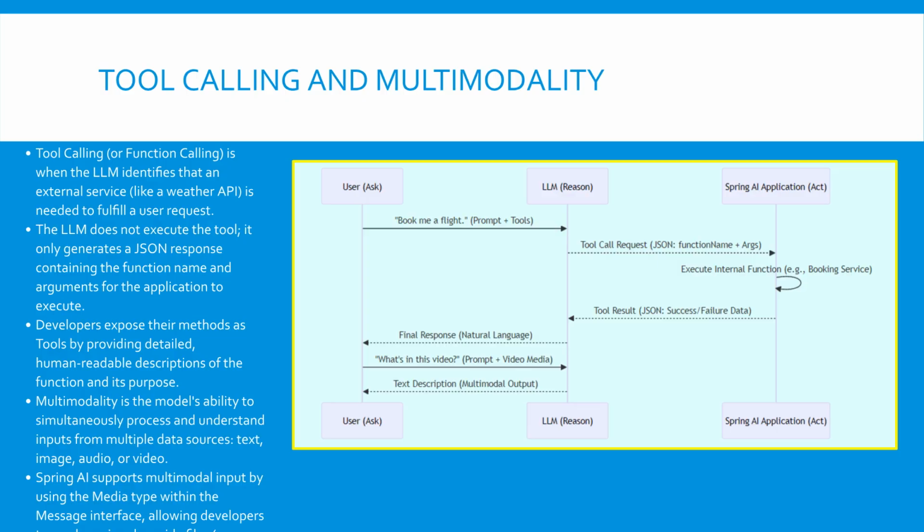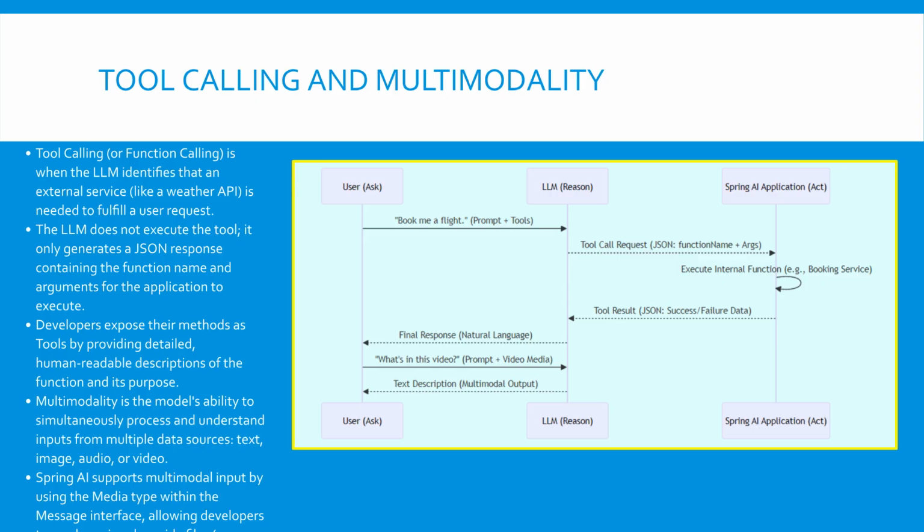This sequence illustrates the powerful concept of tool calling, combined with multimodal input. When the user sends a prompt that requires a real-world action, like book me a flight, the LLM examines the request and the available tools. The LLM reasons that a tool is needed and sends a structured tool call request in JSON format, specifying the function name and arguments, back to the Spring AI application.